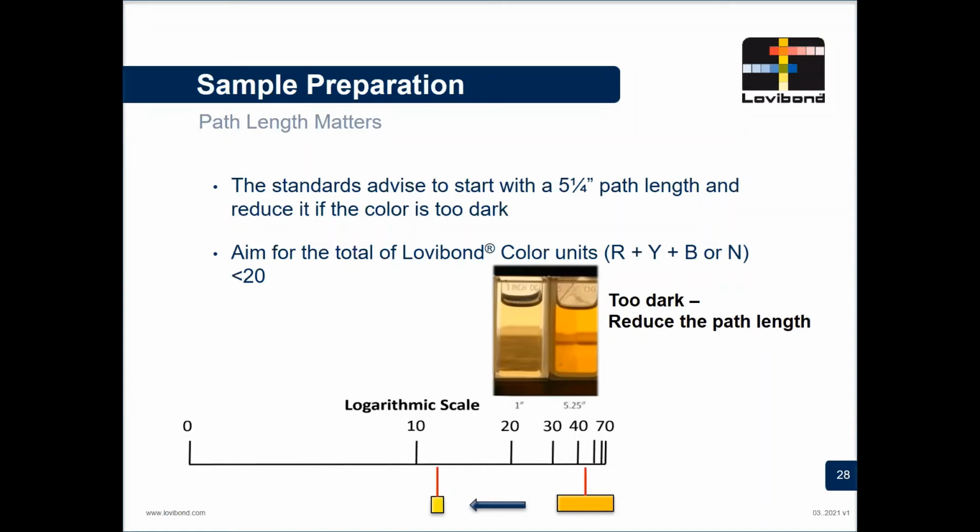As I said earlier, the perceived colour difference between 2 and 4 yellow is about the same as between 20 and 50 yellow. So if we want to get a better resolution on our sample, we want to reduce the path length. So if it's too dark, we reduce the path length. So here we reduce that in a 1-inch cell down to about 12 yellow here. Much better, we can get much closer measurement between different people because the eye variation is less.